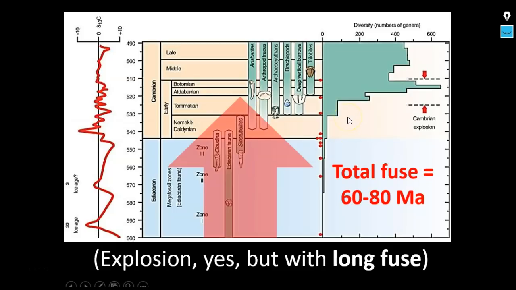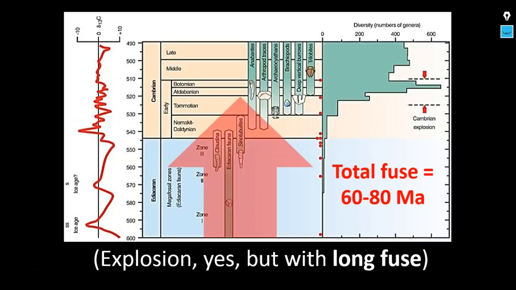Anyways, the bottom line is, yeah, we have an explosion of diversity, but that explosion has a fuse. And the fuse runs all the way from at least 600, probably back to 635 now, if that molecular evidence, that geochemical evidence is correct for the earliest evidence of sponges. So in that case, you've got a fuse that's running, let's say we take the base here as being 540, a little bit past 540, a fuse that's running almost 100 million years.